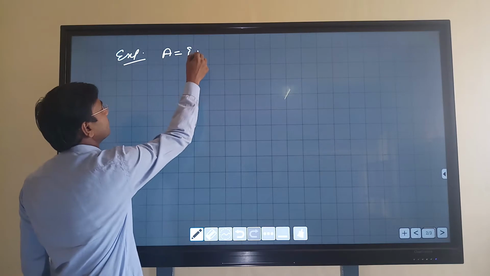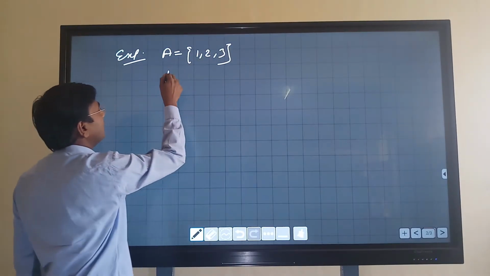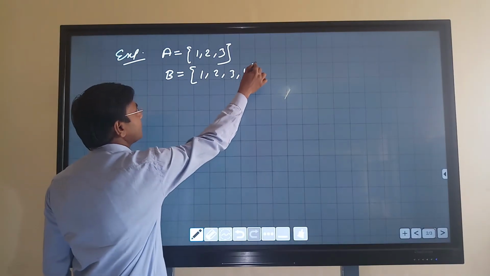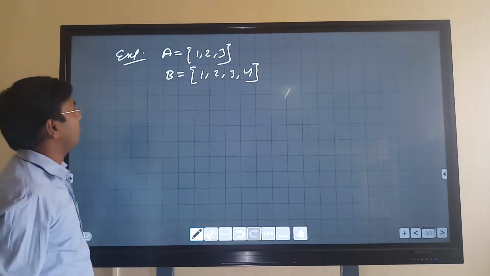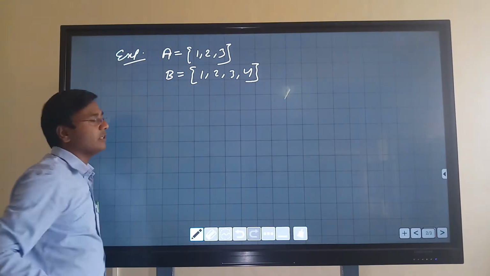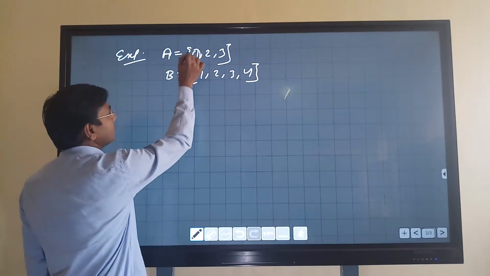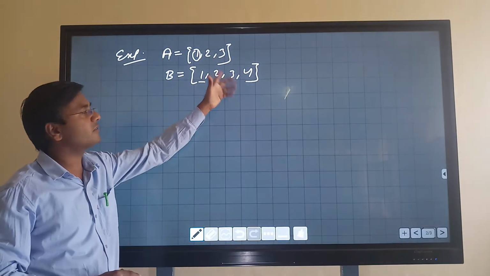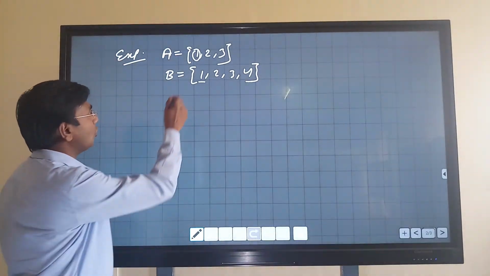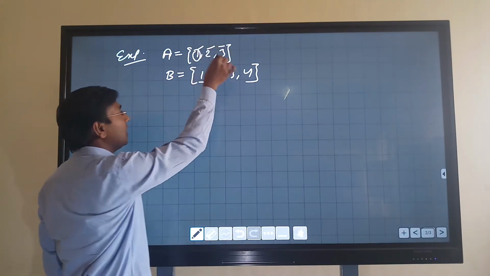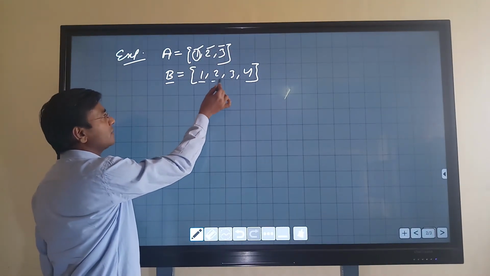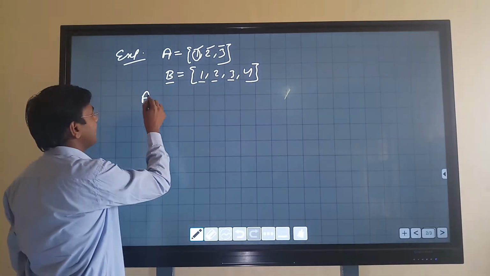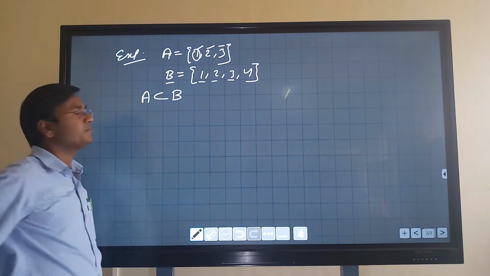A equals 1, 2, 3, and let's take B equals 1, 2, 3, 4. Right? Here we want to check whether A is a subset of B or not. See, 1 is in A as well as in set B, same as 2 and 3. So all three elements 1, 2, 3 are also elements of set B. We can conclude, as per the definition, that A is a subset of B.